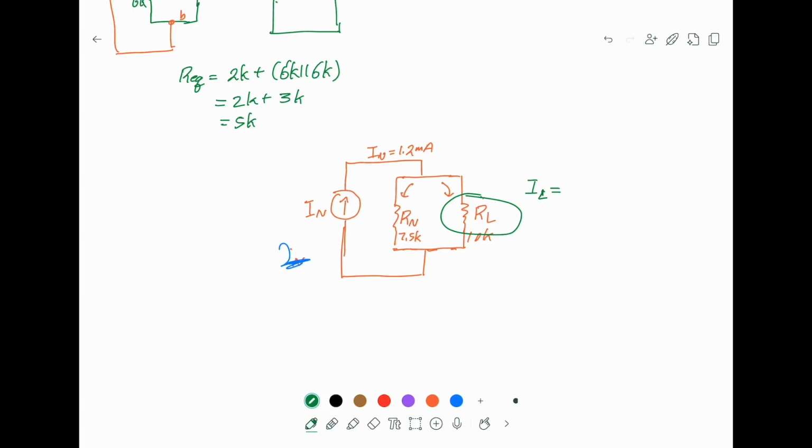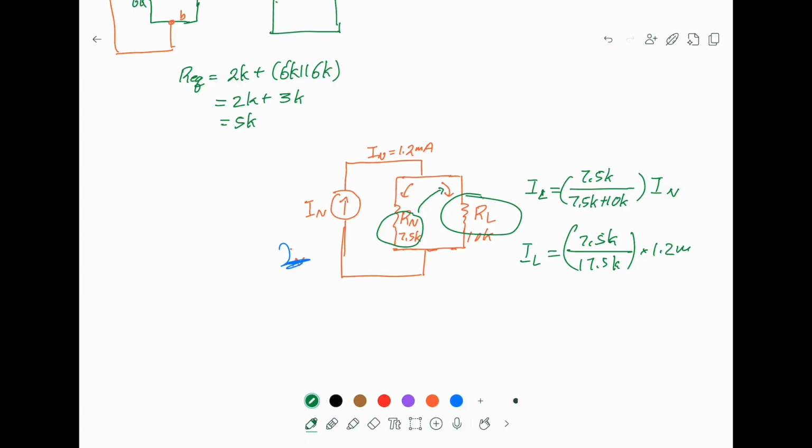This is a current divider again, so it is proportional to I_N, and the proportional constant denominator is the sum. Now remember, this time it's the opposite branch. It's split into two branches. It's the 7.5K. It means this resistor controls how much current passes through the opposite branch. So I_L equals 7.5K over 17.5K, times 1.2 milliamp. And you will find this is equal to 0.514 milliamp. This is exactly the current we found in the last question.